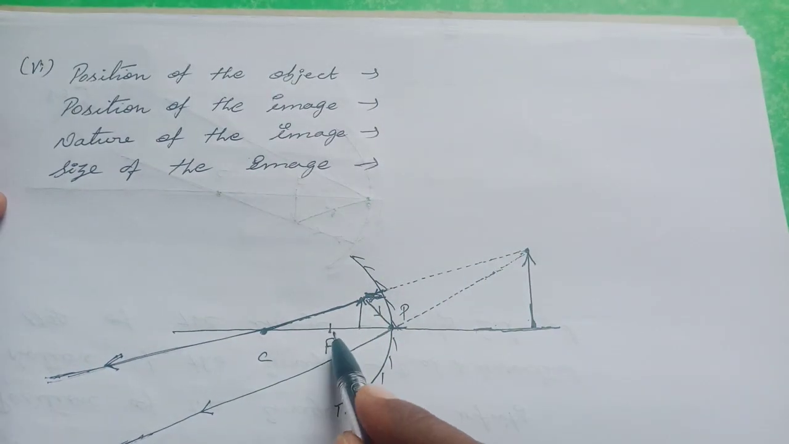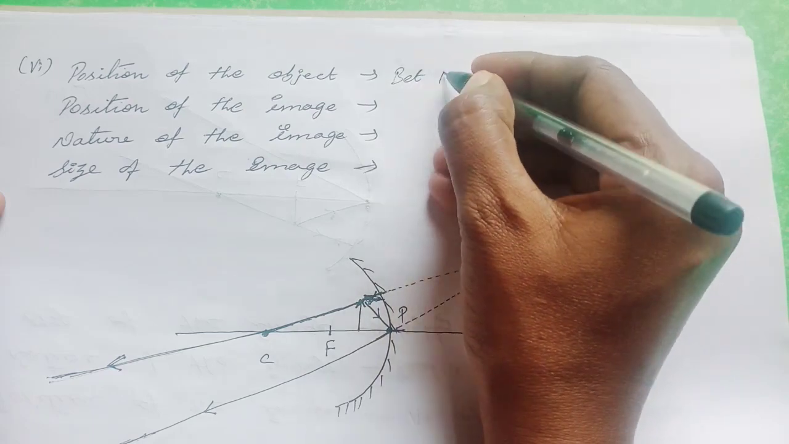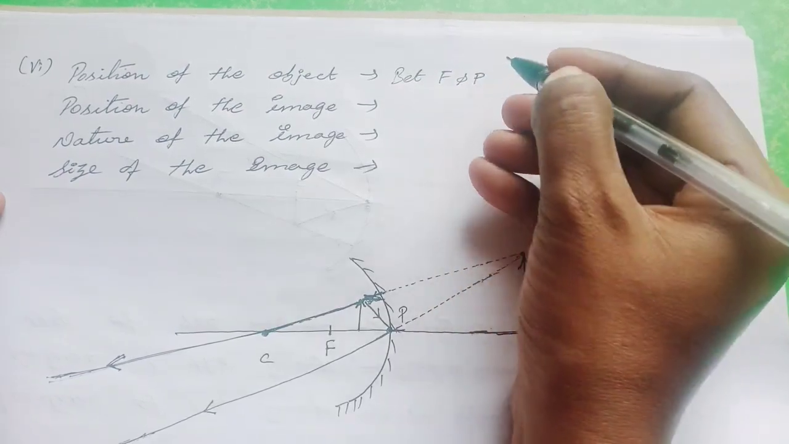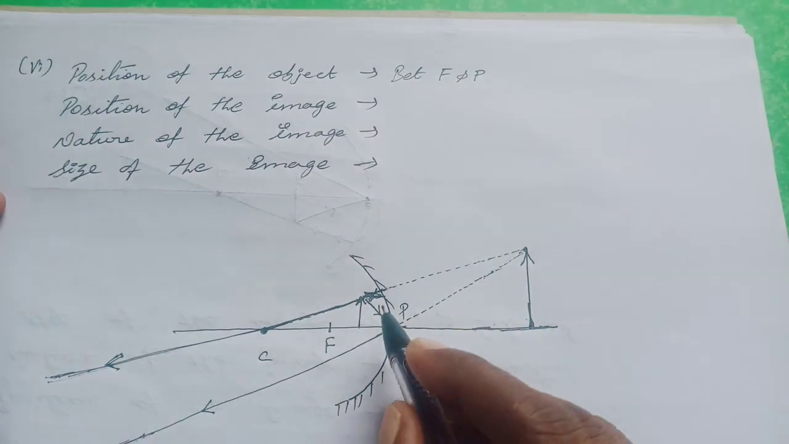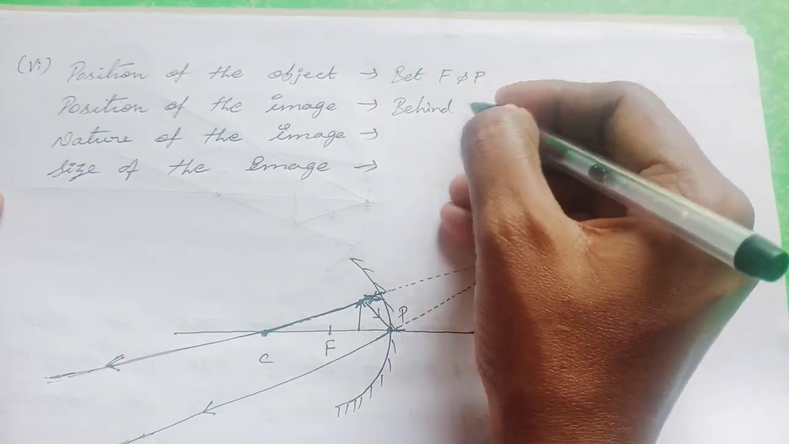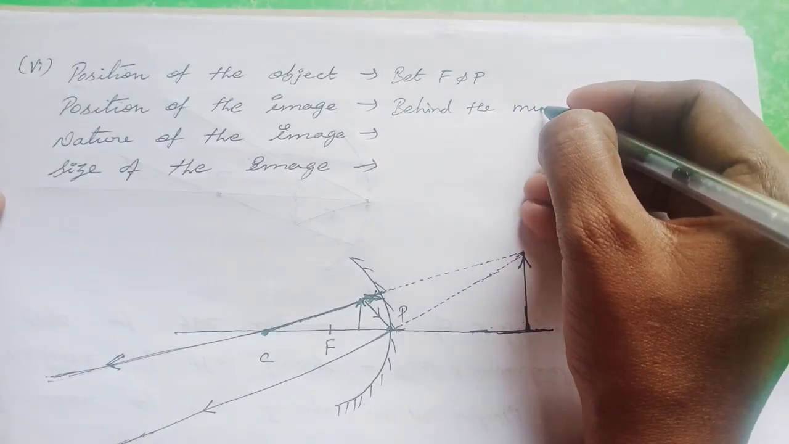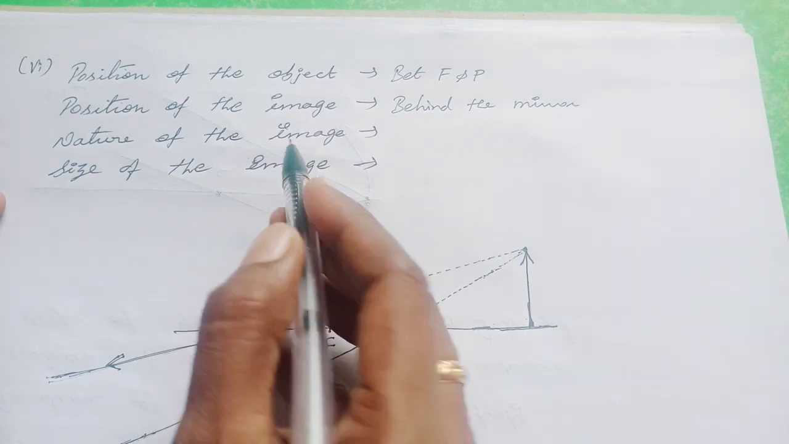Right, now let us write the position of the object. What is the position of the object? The object is placed between F and P. What is the position of the image? The image is formed behind the mirror.